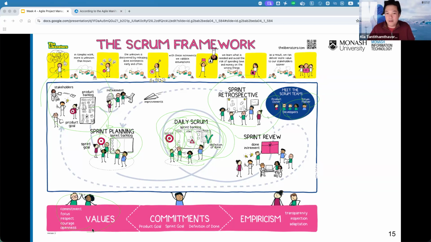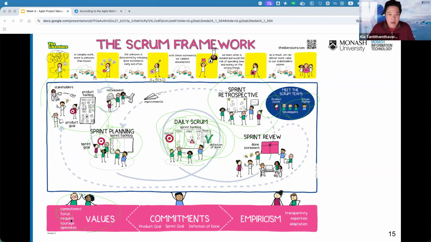Commitment: we commit that by the end of the sprint, this is what we are going to deliver. We focus on the goal of each sprint, okay? You don't do things randomly. You need to know what the goal of this sprint is. By the end of the next 2 weeks, this is what I need to ship, okay?